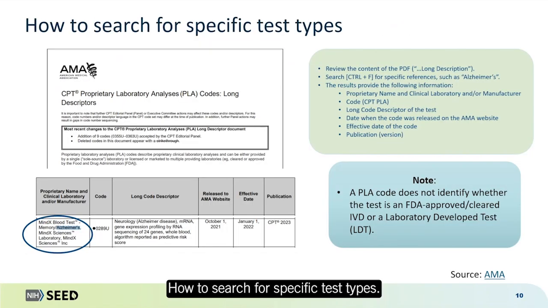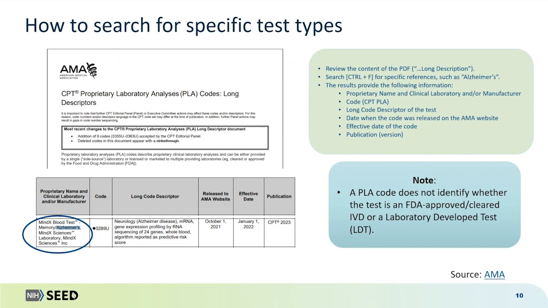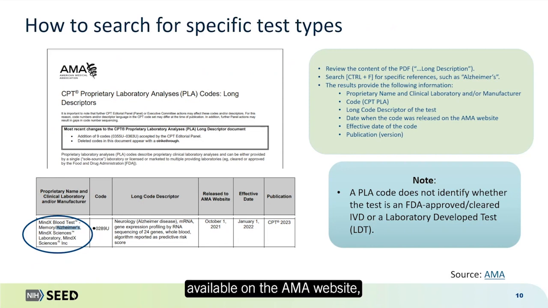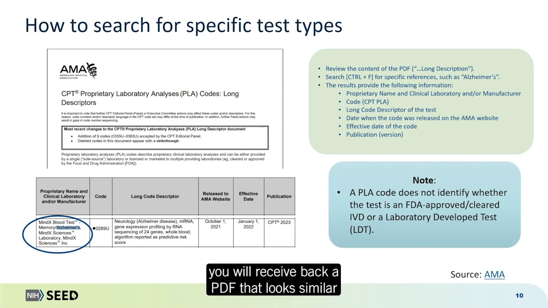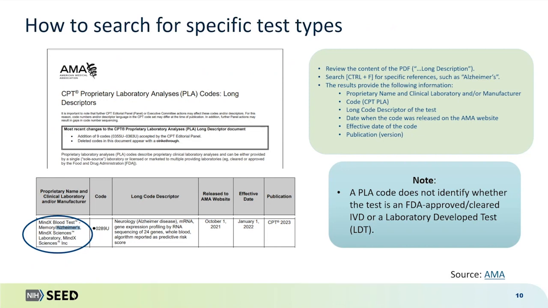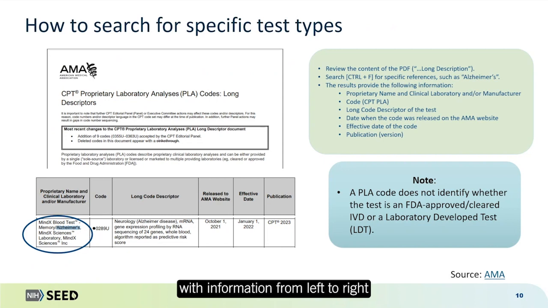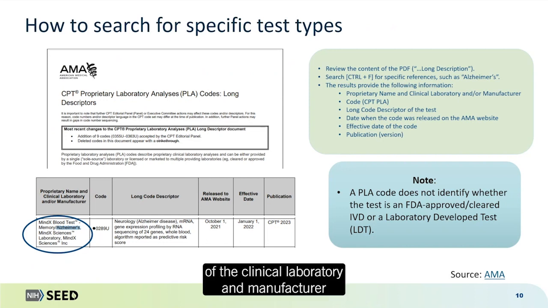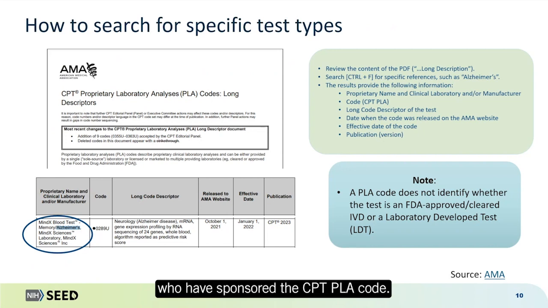How to search for specific test types. So as mentioned, if one were to pick one of the PDF files available on the AMA website, you will receive back a PDF that looks similar to what you are seeing here on the slide. The PDF itself is organized with information from left to right that includes the proprietary name of the clinical laboratory and manufacturer who have sponsored the CPT PLA code.